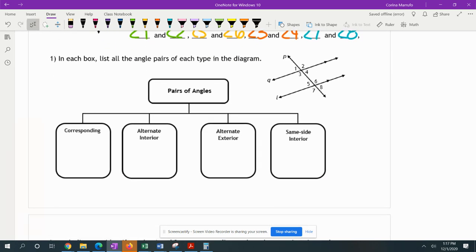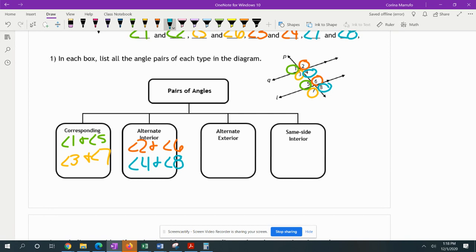Okay, we have corresponding, alternate interior, alternate exterior, and same side interior. So starting off with corresponding. Now 1 is in the same position as 5. So angle 1 and angle 5. 3 is in the same position as 7. So angle 3 and angle 7. 2 is in the same position as 6. So angle 2 and angle 6. And 4 and 8. So angle 4 and angle 8.